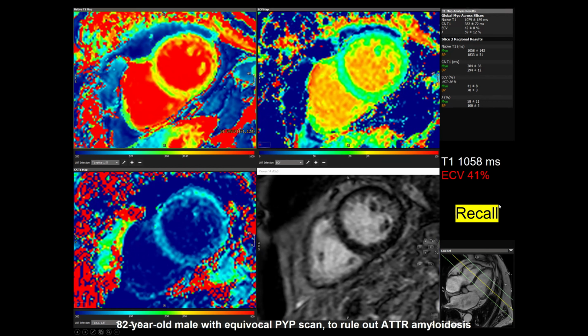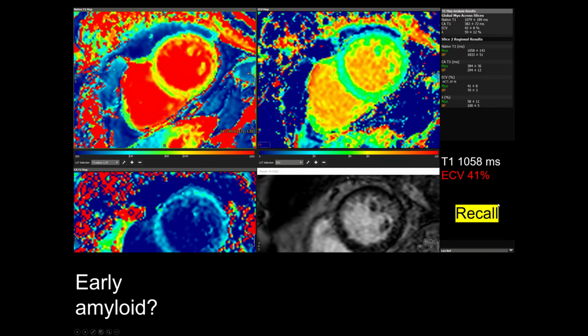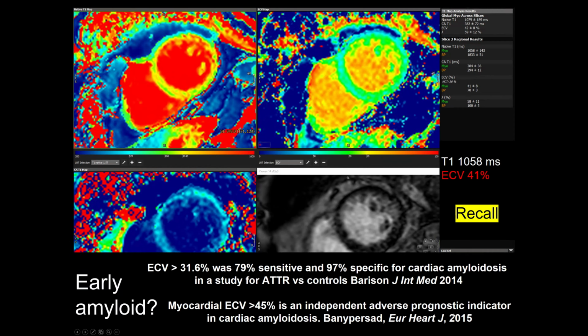Remember, our upper limits are 31, right? So what this is likely early cardiac amyloidosis. And then there's papers to suggest that this is the case, that ECV is more sensitive than T1 mapping in some cases.